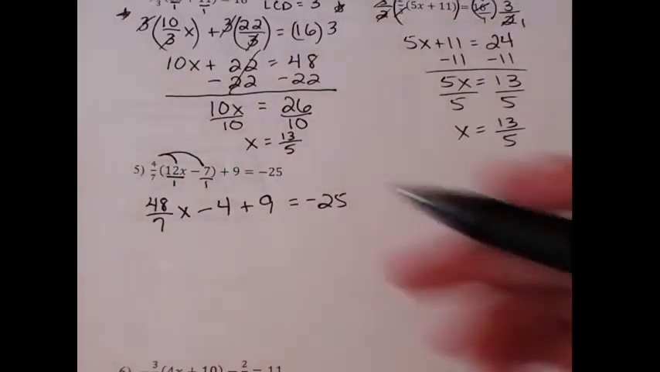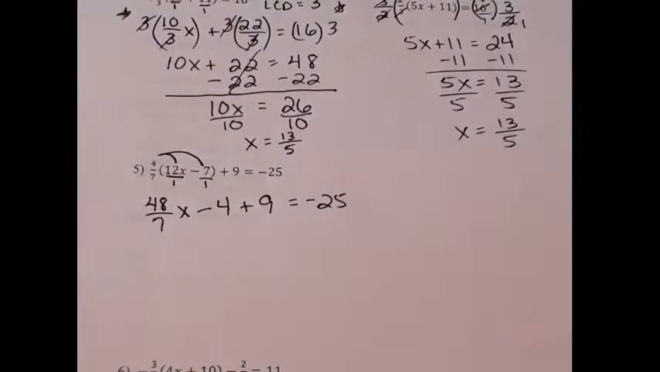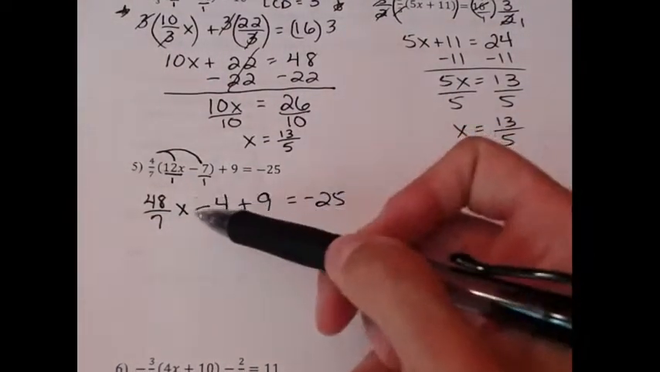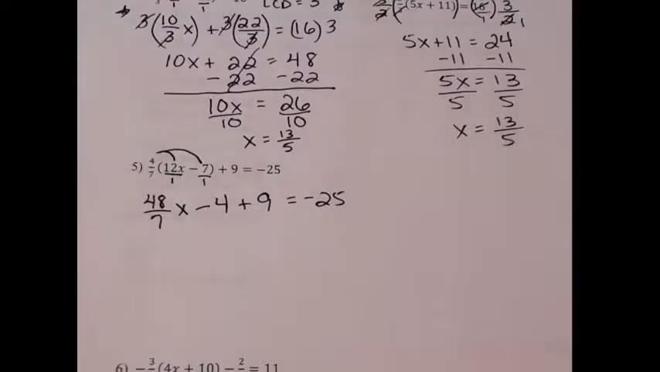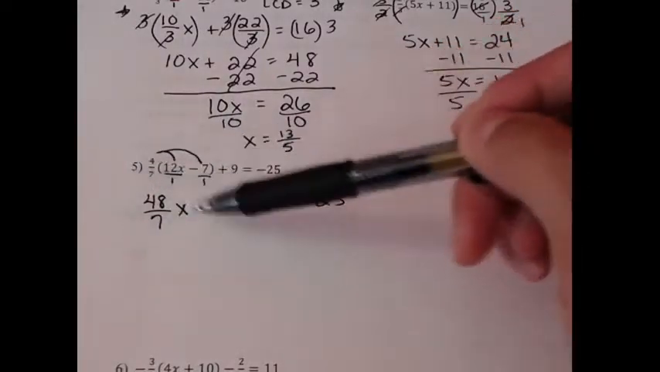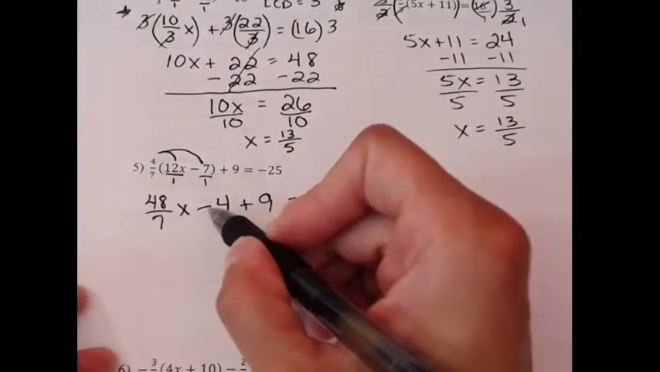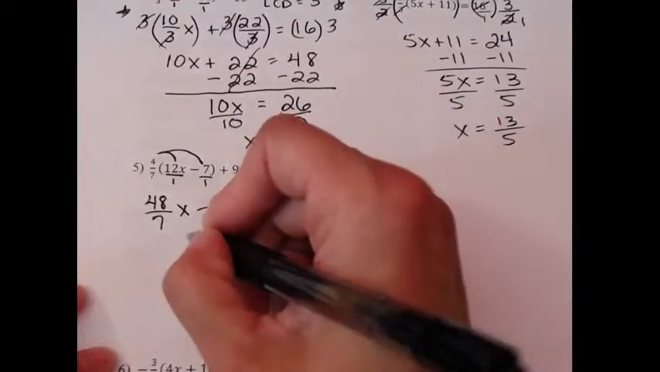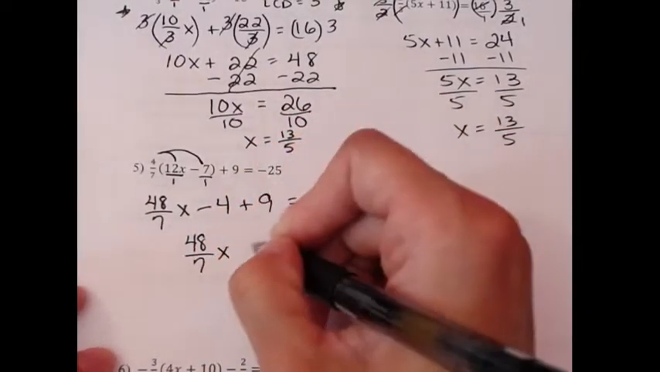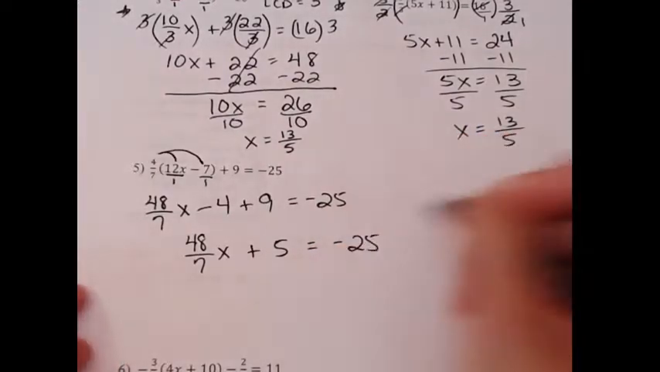I personally would just combine these two real quick. You don't have to. It's just my own personal style of cleaning things up as I go along. Yes, Hannah, it's totally okay if you subtracted the 9 and then added the 4. It's also okay if you multiplied every term by 7 now. It depends on your own personal style. What I will do is say, well, I know that negative 4 plus 9 is a positive 5. So I have 48 over 7x plus 5 is equal to negative 25.